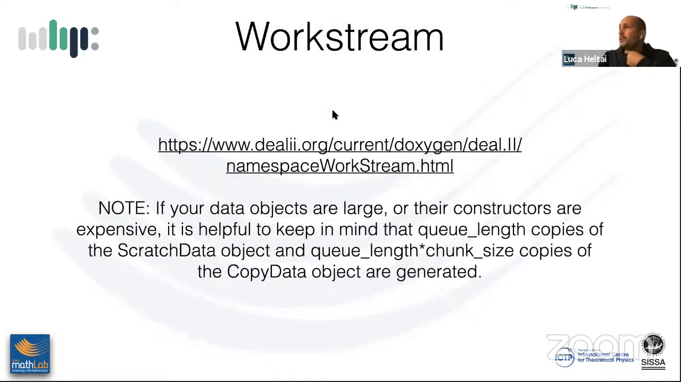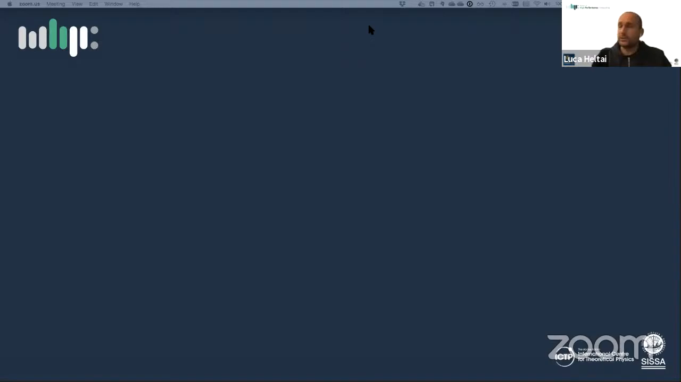And the main documentation for this is in the WorkStream namespace. And keep in mind that if your objects are very large or the constructor is expensive, you have queue-length copies of the scratch data and queue-length times chunk size copies of the copy data in general. And this is the documentation of the WorkStream that we'll take a look at. Okay, so let me stop the sharing for this, and let me open up Visual Studio Code.